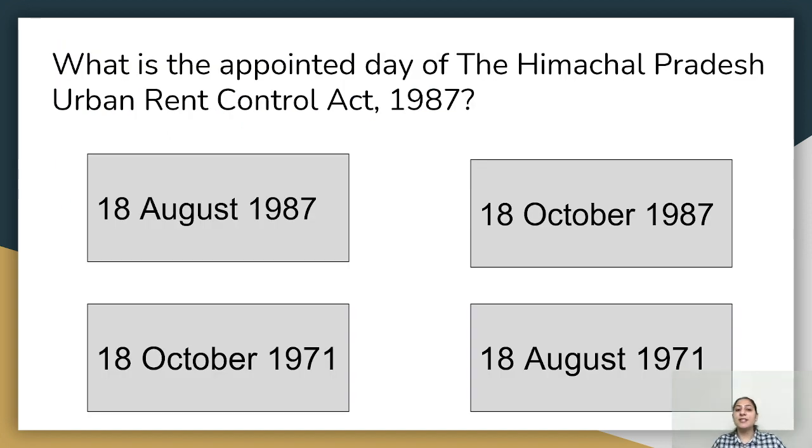So these are a few MCQs I would like to discuss with you. What is the appointed day of the Himachal Pradesh Urban Rent Control Act 1987? आपके पास 4 ऑप्शंस हैं. 18th August 1987, 18th October 1987, 18th October 1971 या फिर 18th August 1971. So you have to select the correct answer. अगर आपने ये पूरा वीडियो देखा होगा so you will be able to guess the answer right.